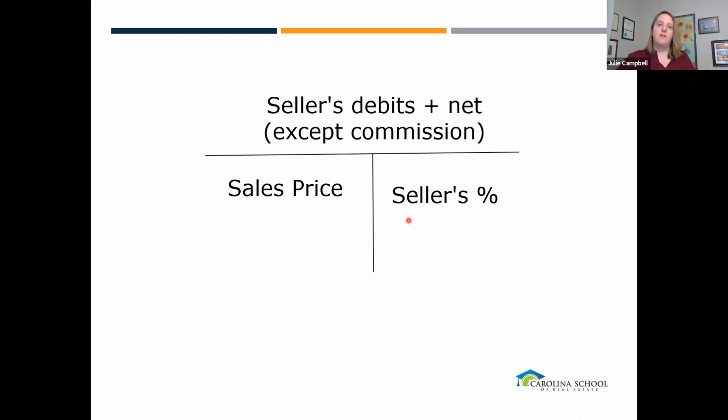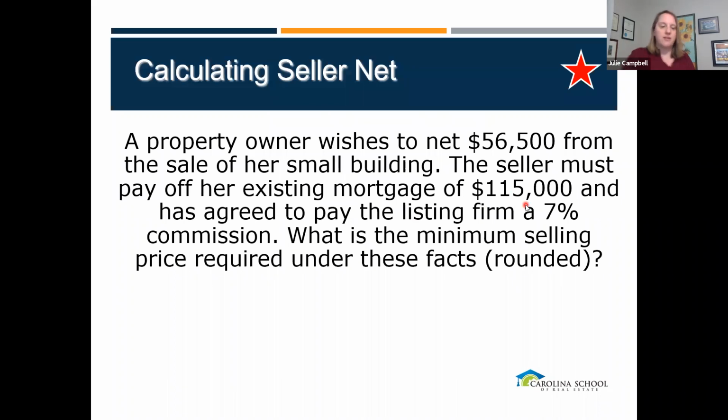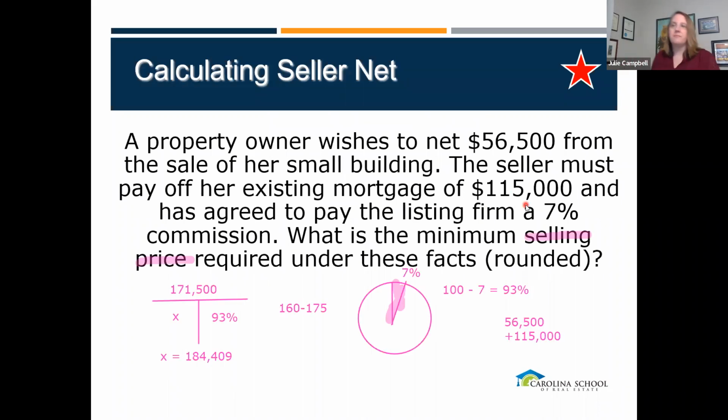So we added up the net, we added up their debts. How did I get you paid? Because the seller gave you a piece of their pie. That's what the 93% is about.